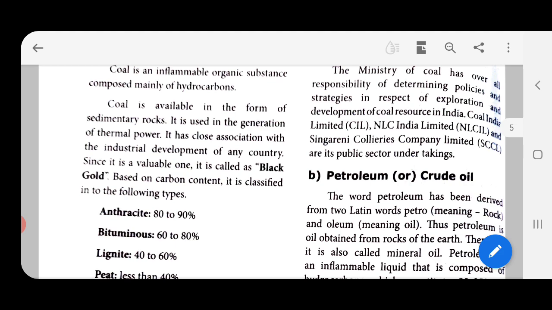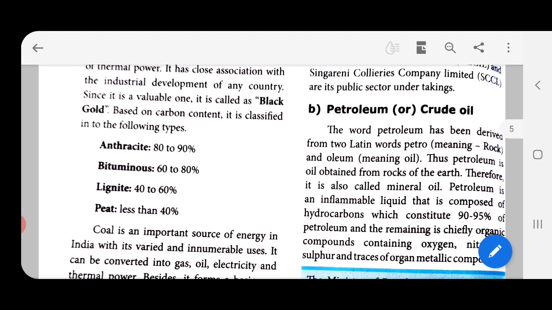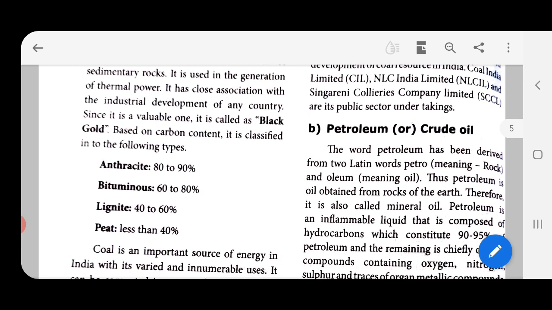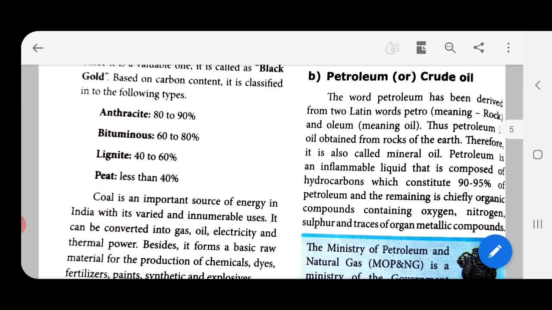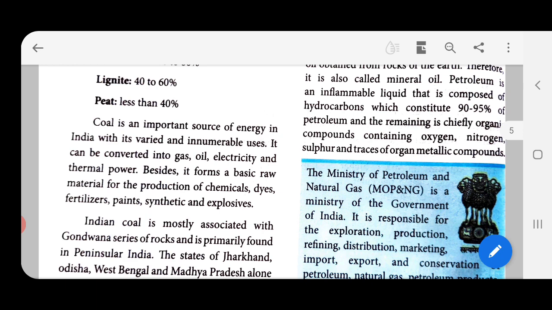It is used in the generation of thermal power. Thermal is heat, okay, that is thermal power. It has close association with the industrial development of any country. Since it is a valuable one, it is called black gold. Based on the carbon content, as I told you, it is a hydrocarbon, so it has got carbon content. It is classified into four types. Anthracite, which has 80 to 90% of carbon, bituminous, which is 60 to 80%, lignite, which is 40 to 60%, peat, which is less than 40%.